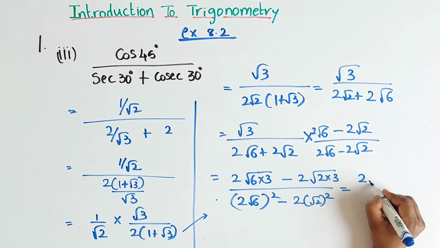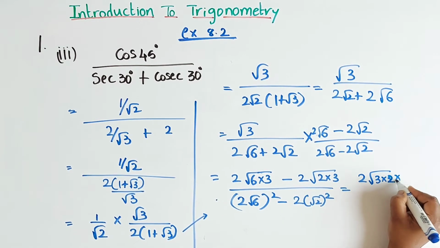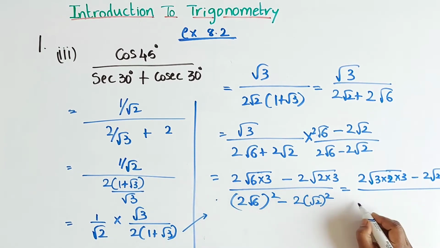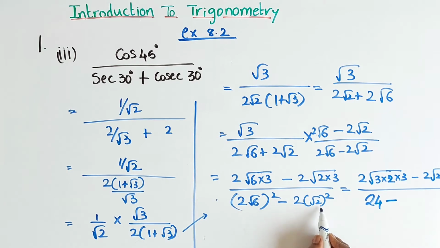2 into 6, I can write it as 3 into 2 into one more 3 here, minus 2 root of 2 into 3, divided by (2 root 6) whole square. 2 square is 4 and root 6 square is 6. 4 sixes are 24, minus (2 root 2) whole square. 2 square is 4 and root 2 square is 2. 4 into 2 is 8, children.